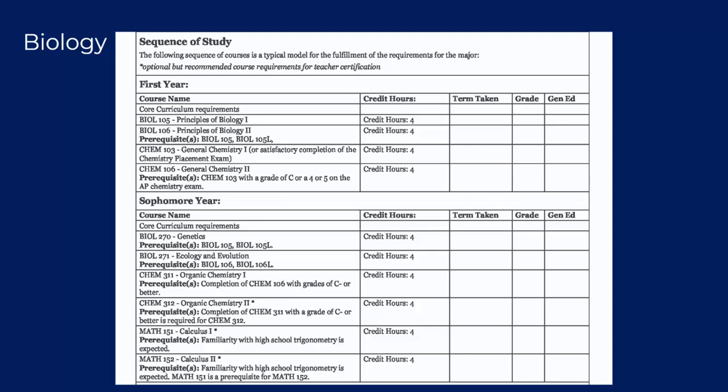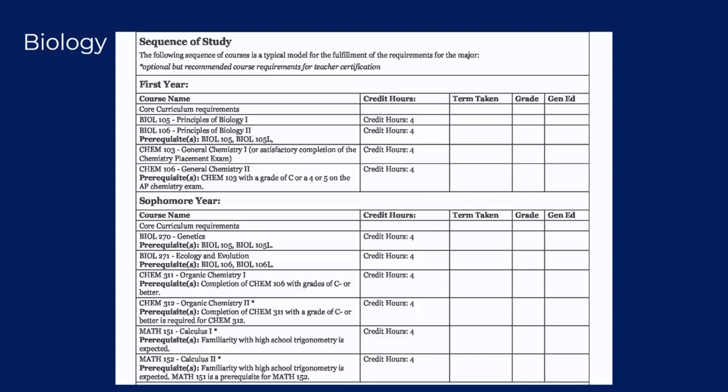In the fall semester, the biology program requires incoming first-year students to take BIOL 105, Principles of Biology 1, with its laboratory, BIOL 105L. The program also requires General Chemistry 1 in the fall, but this course does not have a laboratory. Then, in the spring, students will take the second half of the introductory biology and chemistry courses in BIOL 106, 106L, Chem 106, and Chem 106L.